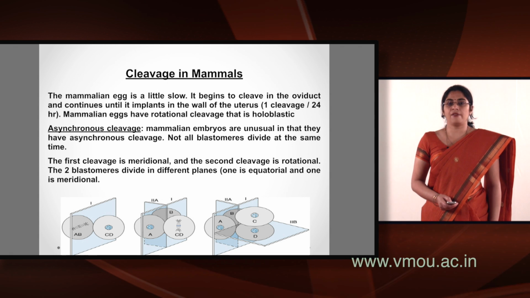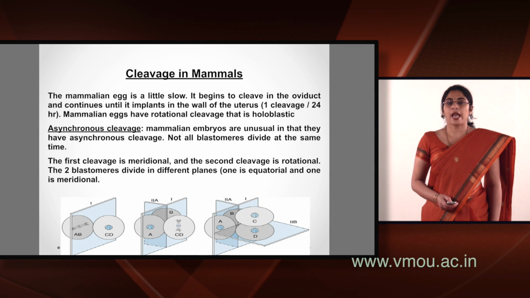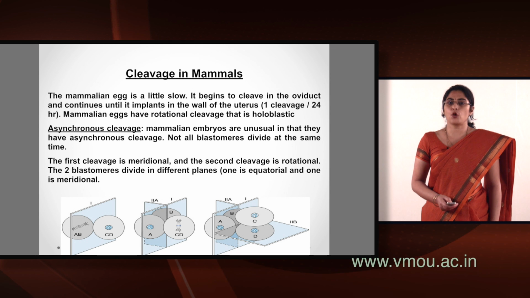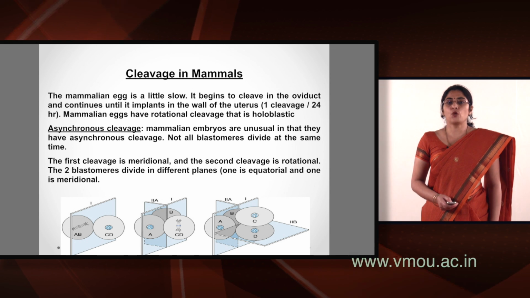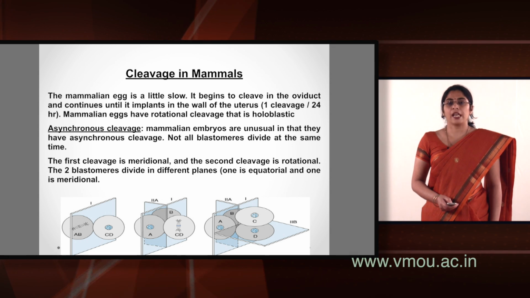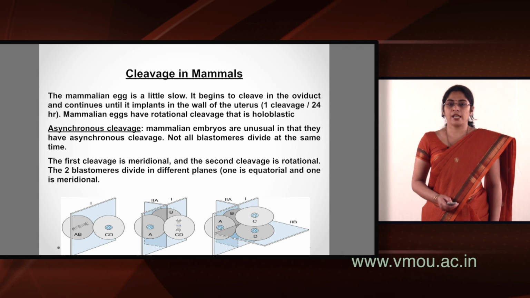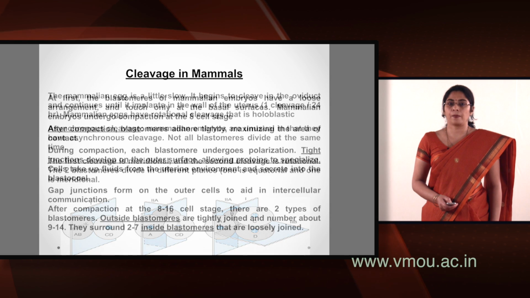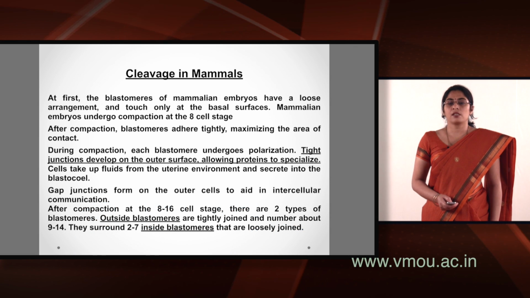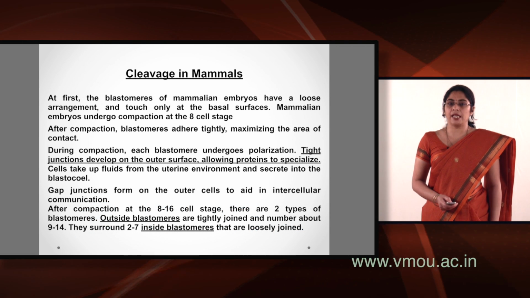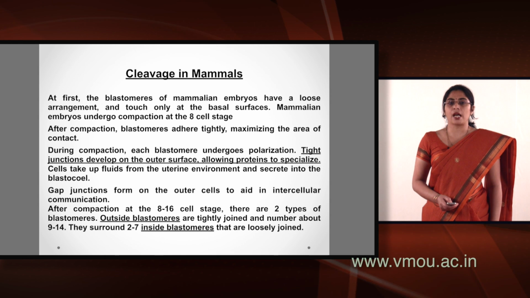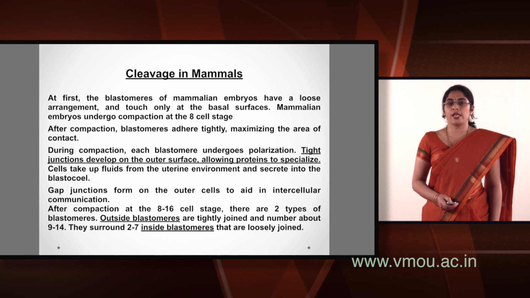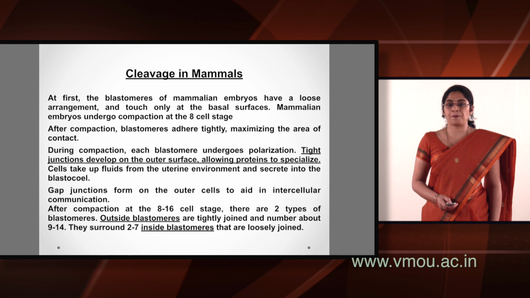The first cleavage is meridional and the second cleavage is rotational. The two blastomeres divide in different planes. One is equatorial and the other is meridional. At first, the blastomeres of the mammalian embryo have a loose arrangement and touch only at the basal surfaces.